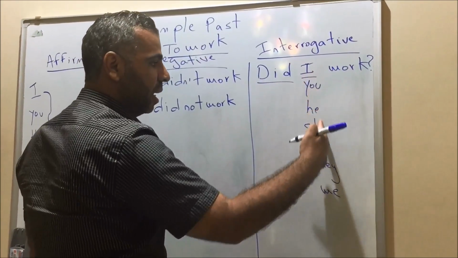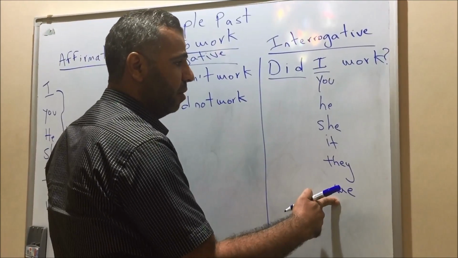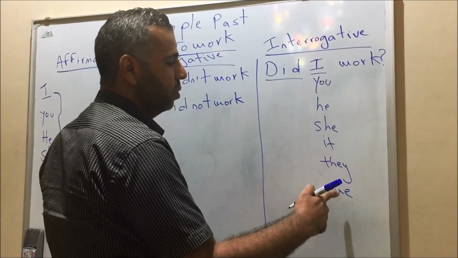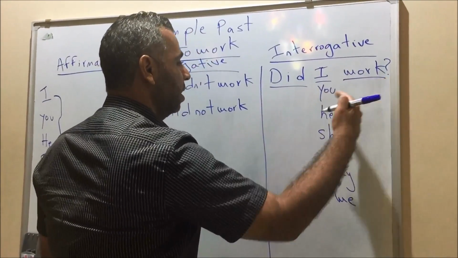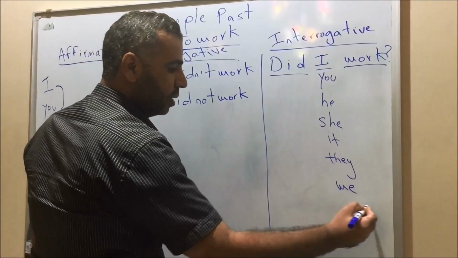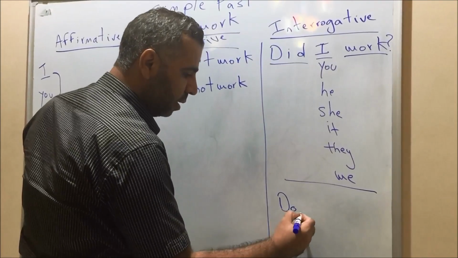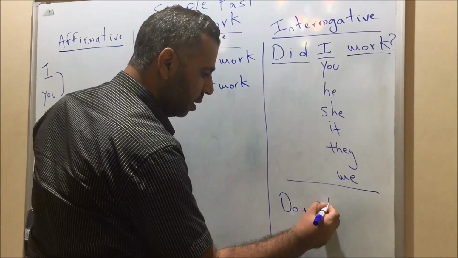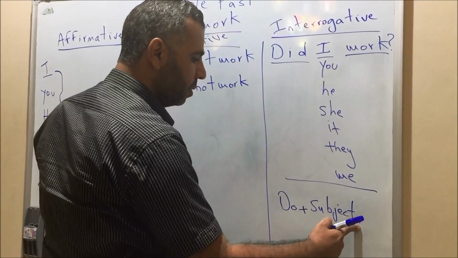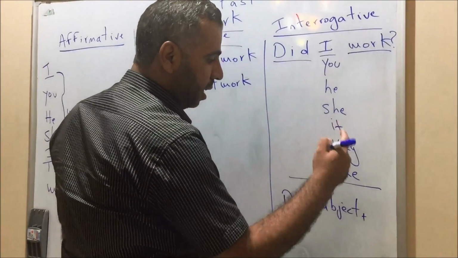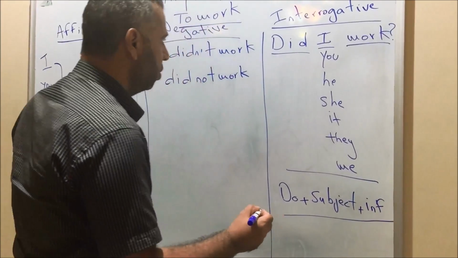Did plus the subject, one of the personal pronouns, or it can be also the name of a person, or any other thing referring to a subject, and the infinitive verb that is without ed. So we get something like a rule here: verb to do conjugated plus subject that is one of the personal pronouns or something referring to it, and the infinitive form of the verb that is not conjugated.